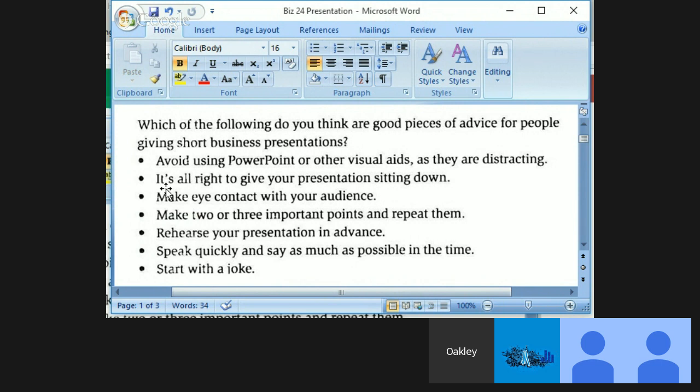It's all right to give your presentation sitting down. Oh yeah, it's all right. It depends to whom you give that presentation. If you give it to one person, maybe a decision maker, it's all right to sit down near him or her and to make that presentation. Do you make or do you do that presentation? Okay, interesting here. Yeah, this came up in a class yesterday.